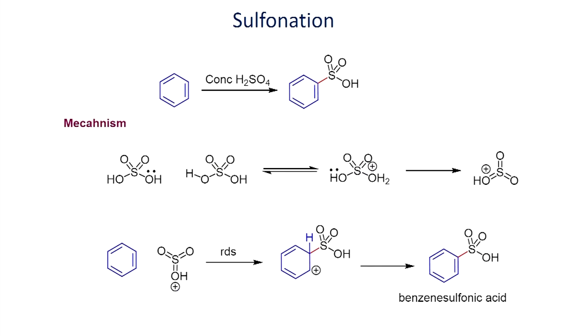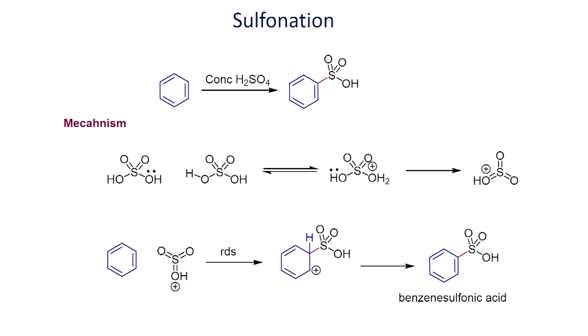Now let us look at sulfonation. So far we have seen the nitration, and next we have seen the reaction of the nitrosonium ion to introduce the nitroso group. We have seen one application for each reaction. Now let us look at the sulfonation. In place of nitric acid, here we are using sulfuric acid.